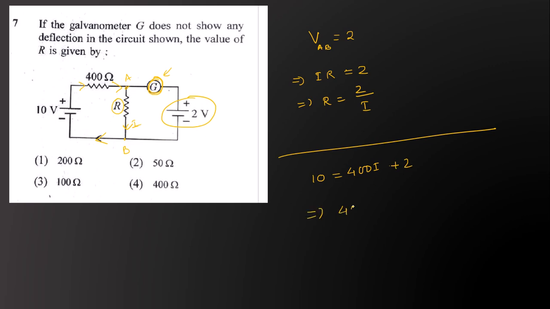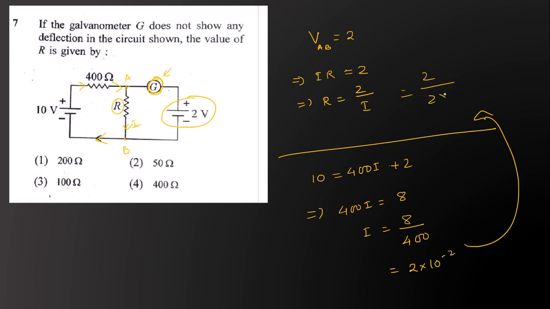Therefore, 400 I will be equal to 8, or I will be equal to 8 divided by 400. So this is 2 into 10 power minus 2. If I put this here, it will be equal to 10 power minus 2, so the answer will be 100 ohm. Let's move on.